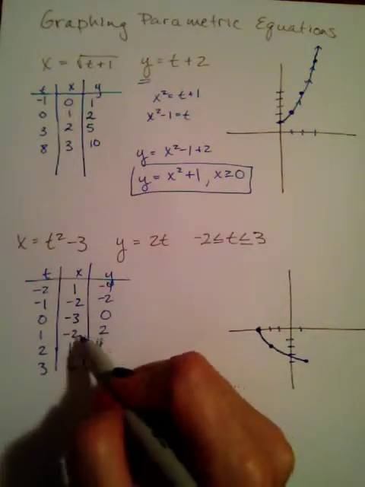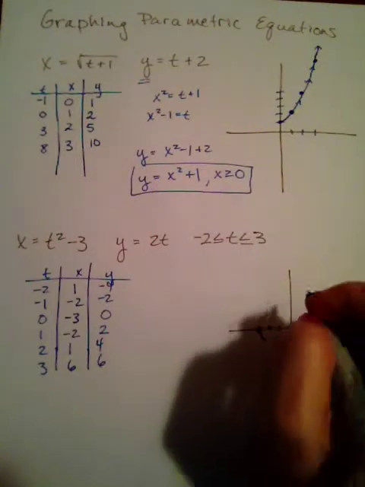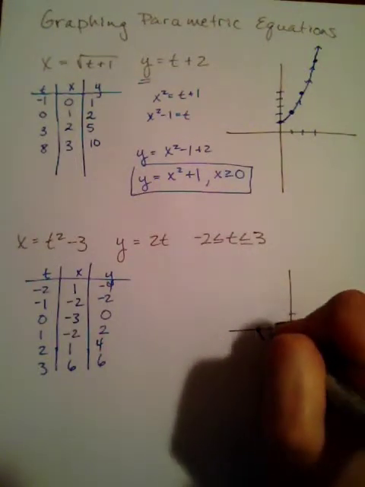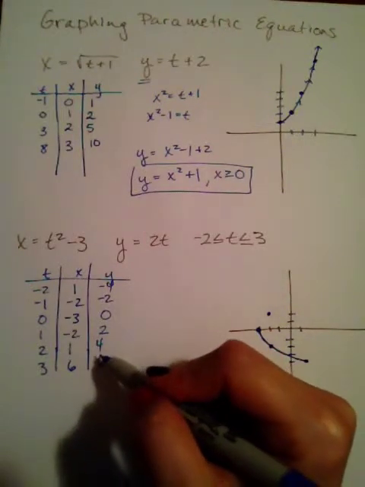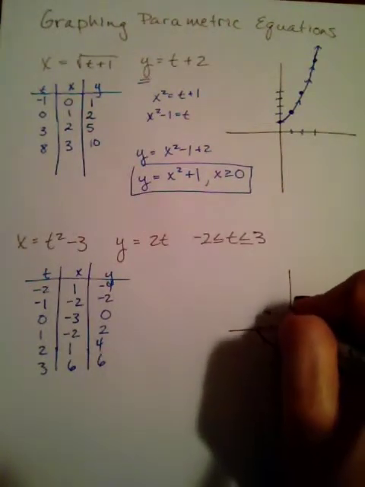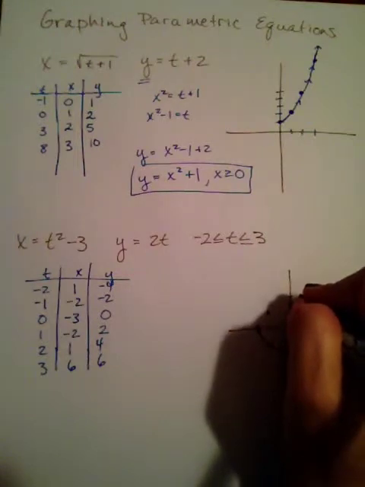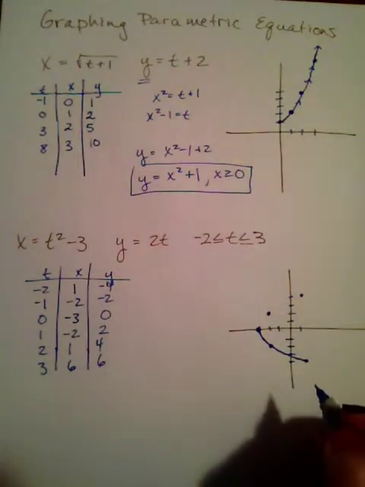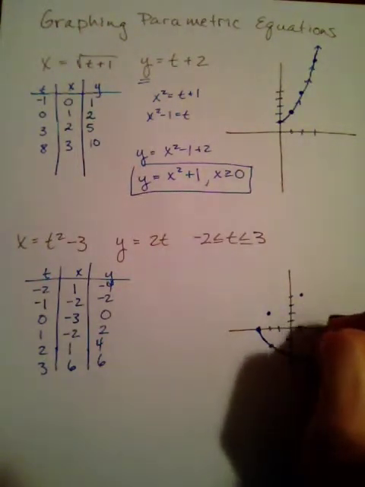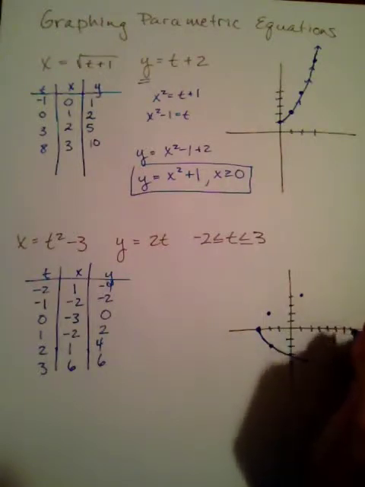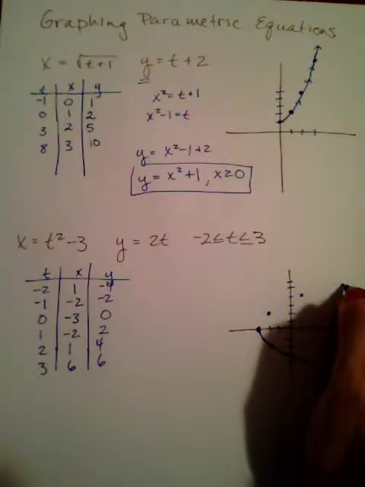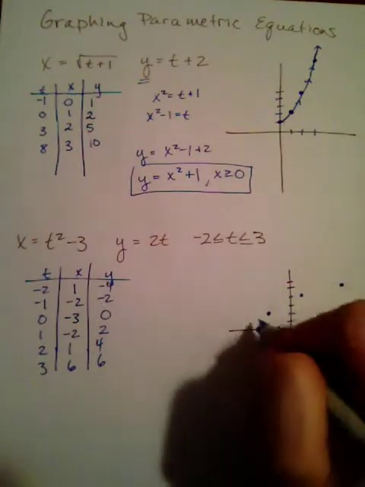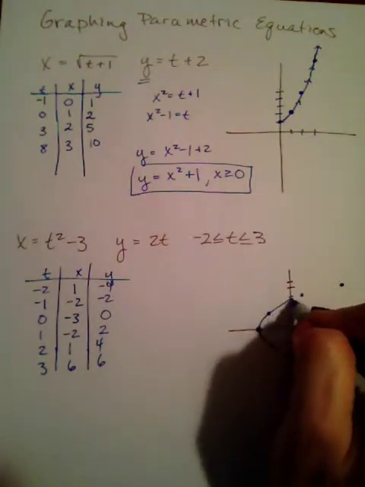The next point is negative 2, 2, so it's symmetric to this one. 2 to the left and up 2. The next point is 1, 4. And then the very next point is 6, 6, out here. So I'll finish the curve that way.